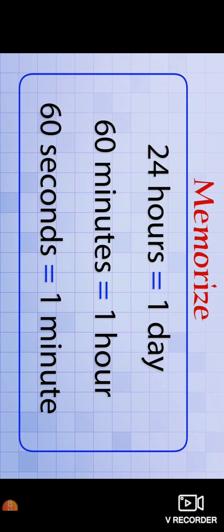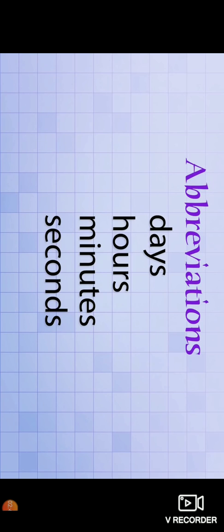Going from the smallest to the biggest, you should memorize that 60 seconds equals 1 minute, 60 minutes equals 1 hour, and 24 hours equals 1 full day. There are some common abbreviations for these units that you should know too. D for days, H for hours, min for minutes, and S for seconds.